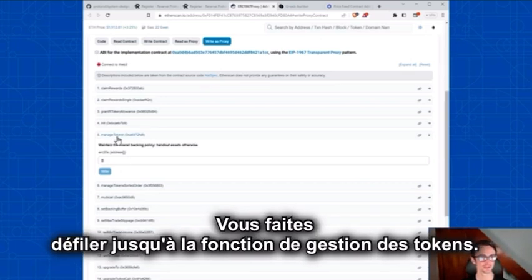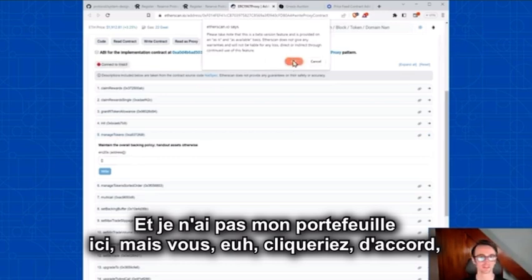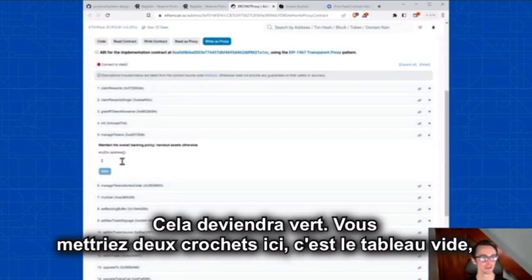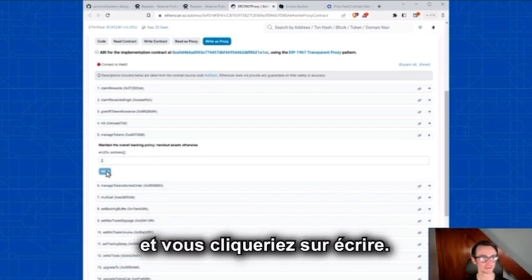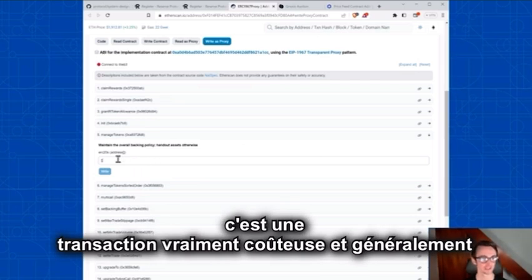You'd scroll down to the manage tokens function. You would click connect to Web3, and I don't have my wallet actually here, but you would hit OK, connect with your favorite mechanism. This will go green. You would put 2 square brackets here. This is the empty array, and you'd hit write. And that's basically it. Bit of forewarning, it is a really expensive transaction.